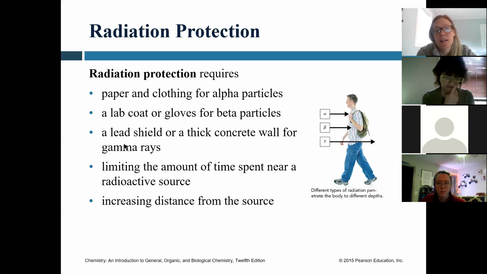Other ways to protect yourself from radiation: limiting the amount of time spent near a radioactive source. The more time you spend by radioactive material, the worse off it is. So people who have spent large amounts of time around power plants that have leaked tend to have more damaging effects than people that went in, did some research and left. And then also increasing the distance from the source. People who were very, very close to Chernobyl, which was a radioactive explosion that happened in Russia, had much worse effects than people who were, say, in the United States.